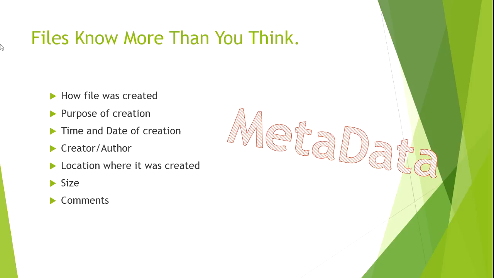So metadata usually contains information about how a file was created, the purpose of its creation, the time and date of its creation, who created it, and the location where it was created. You could actually find out what network the file came from, and within that network you could find out who the internet service provider was, and your internet service provider can always provide you with a physical address. What's also included in metadata is the size of the original file and any comments that the creator or whoever's editing it wanted to put in there.